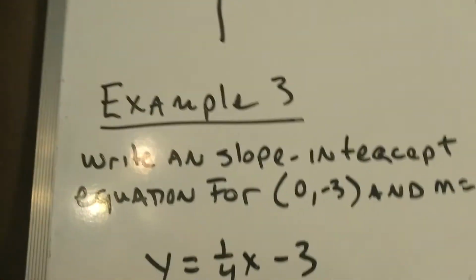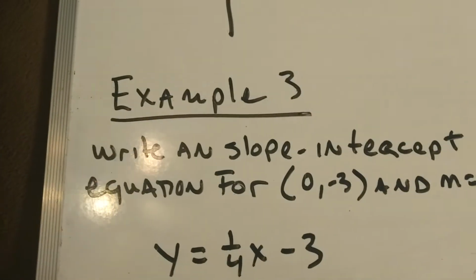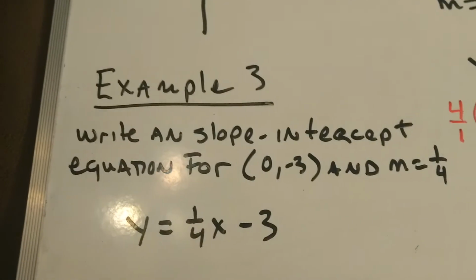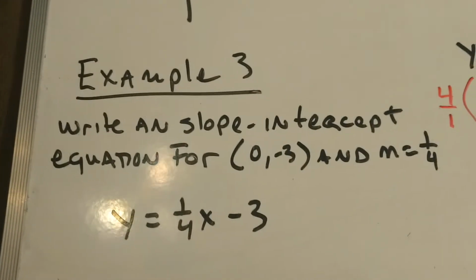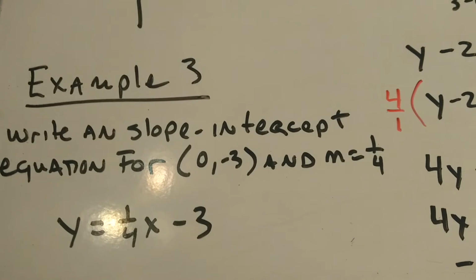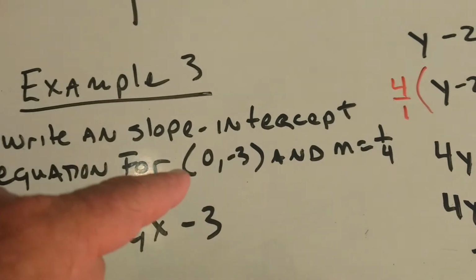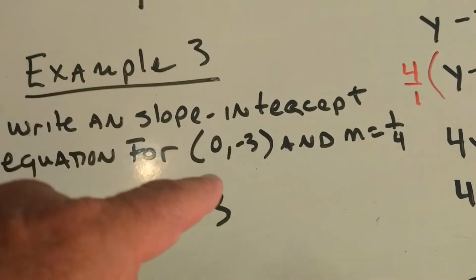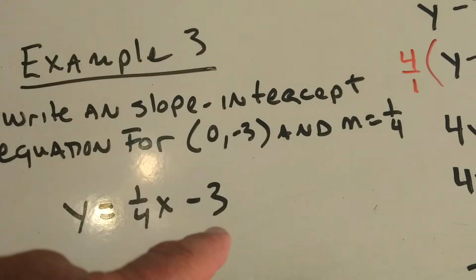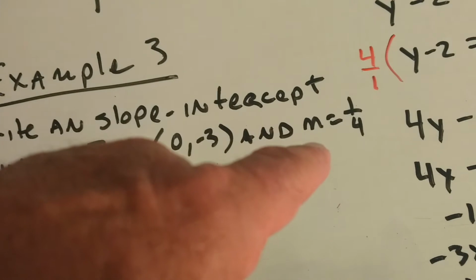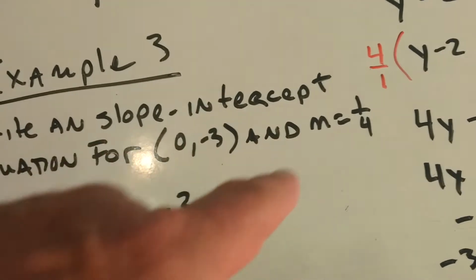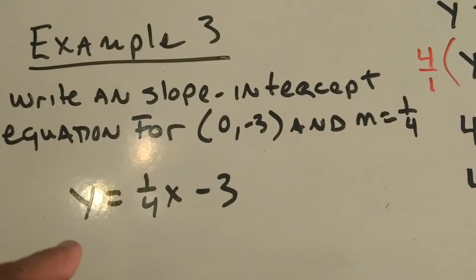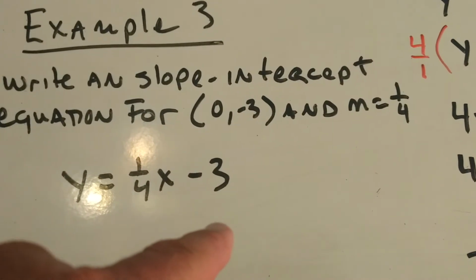Then we come to example 3. Example 3 says write a slope-intercept equation for (0, -3) and m equals 1/4. Well, first of all, because 0 is in the x position, I have to understand that this is a y-intercept, so this is b, so it's -3. M is the variable for slope, so this is 1/4. So it's y equals 1/4 x minus 3.